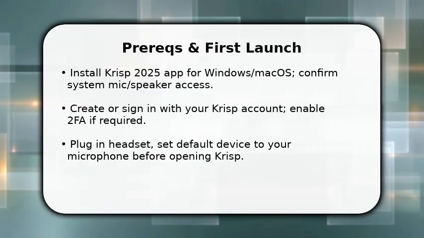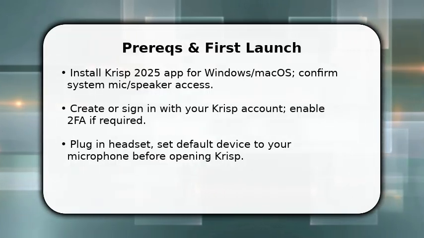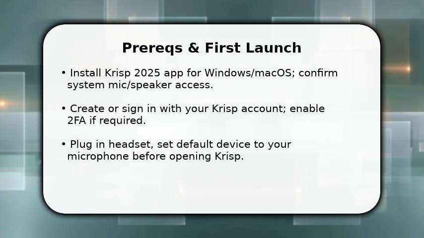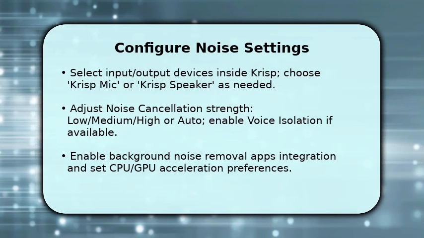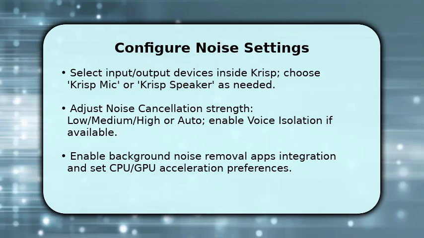Finally, open Krisp and let it detect your devices. That first detection step lets you apply noise cancellation to the right input and output. Now you can figure how Krisp filters sound and why those choices matter.